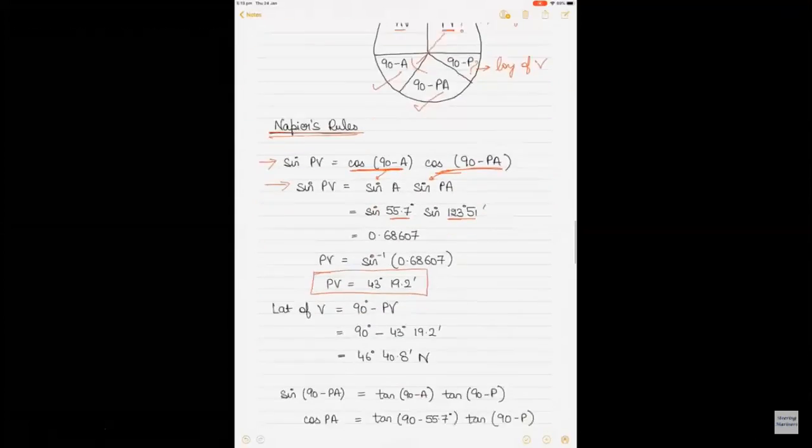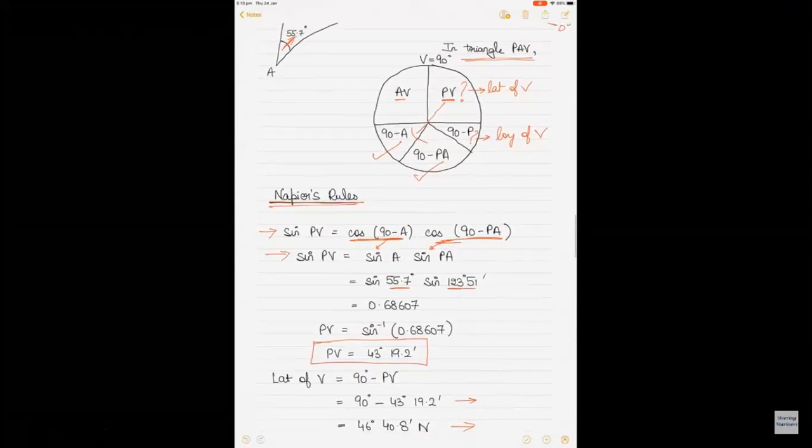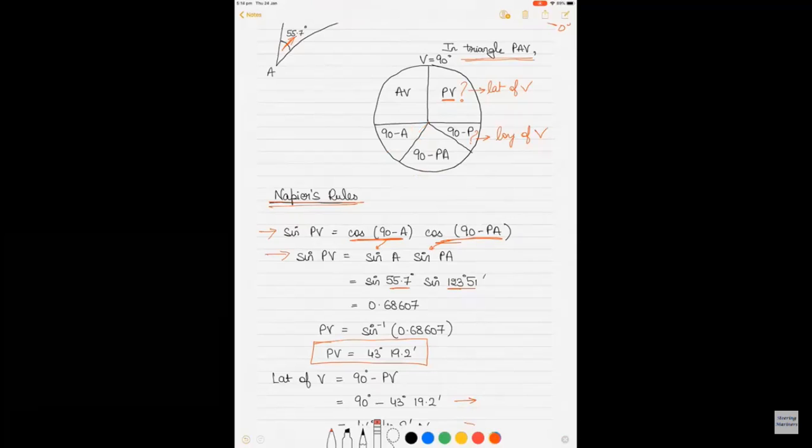So we got PV and we need to find out the latitude. From 0 to V, that is the latitude of V, that is 90 minus PV, that is 46 degrees 40.8 minutes, the latitude of V or the vertex. That's what we got. So we found the latitude of the vertex by Napier's rules. Now we need to find out the longitude of the vertex. That is, we use sine of middle part is equals to... So that's why it's a big question and we are doing it separately.